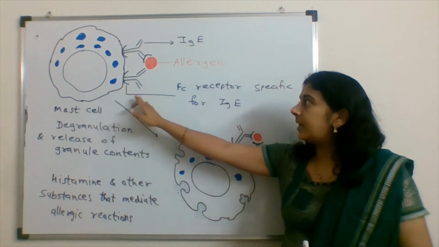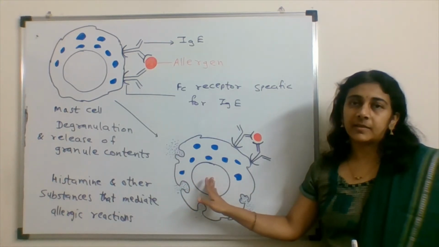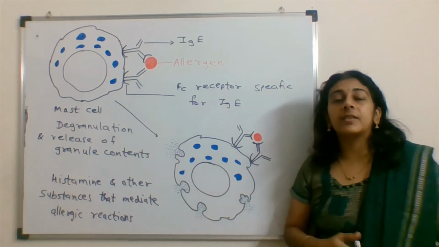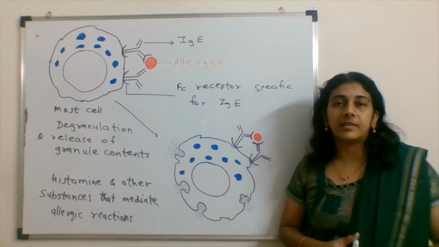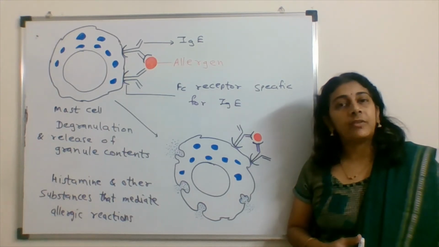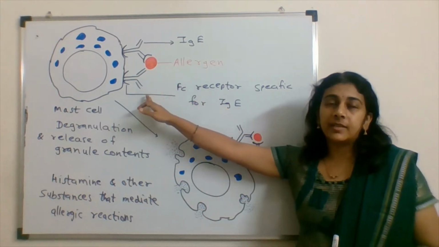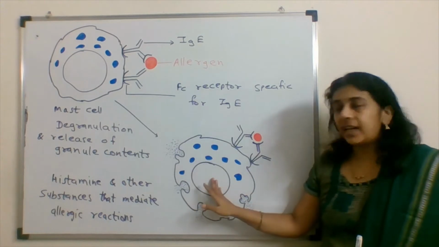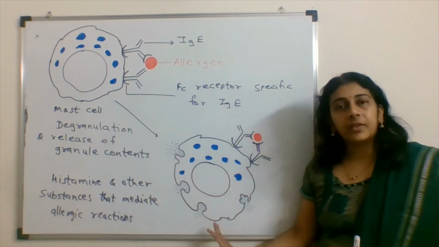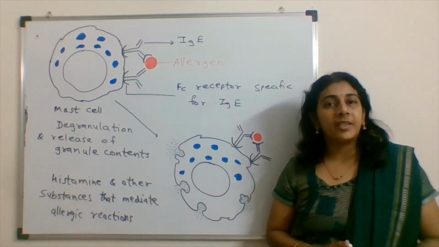Now due to this binding, degranulation in the mast cell occurs. Mast cells contain granules which contain pharmacologically active substances, including histamine, which are involved in the development of allergies. Once IgE is bound to these receptors, degranulation of the mast cell occurs and histamine gets released. As it gets released, this develops allergies.